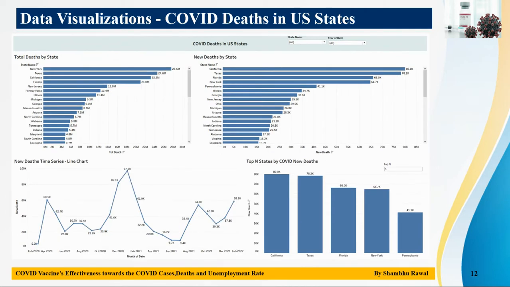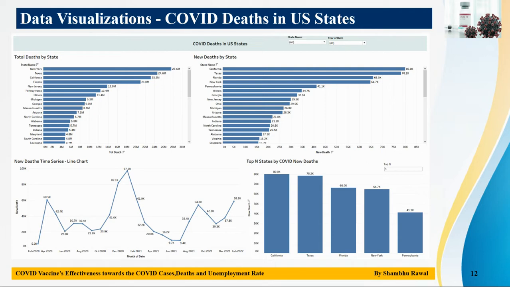I prepared another Tableau dashboard in a similar setup that shows total deaths by state, new COVID deaths by state, a new deaths time series line chart, and then top states by COVID new deaths. It has similar filters, state name, and the year. The total deaths have been sorted from highest to lowest in US states.